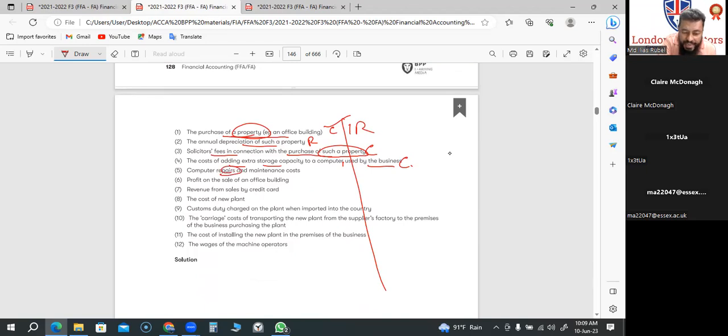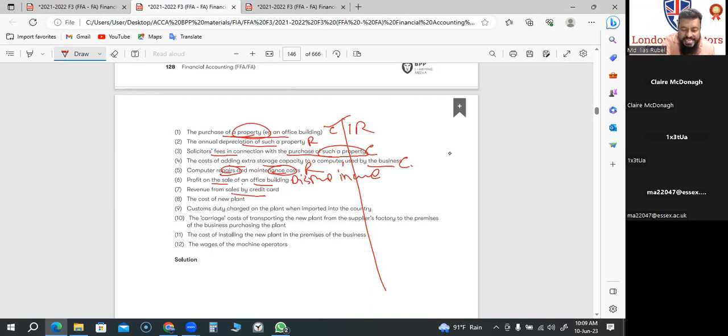Computer repair and maintenance. What do you think? Yes, revenue expenditure. Brilliant. Profit on sale of, that's a disposal, isn't it? You sold some office building. This is neither capital expenditure nor revenue expenditure. This is a capital income. Disposal income, you can say. I'm helping you: asset income, or disposal income.